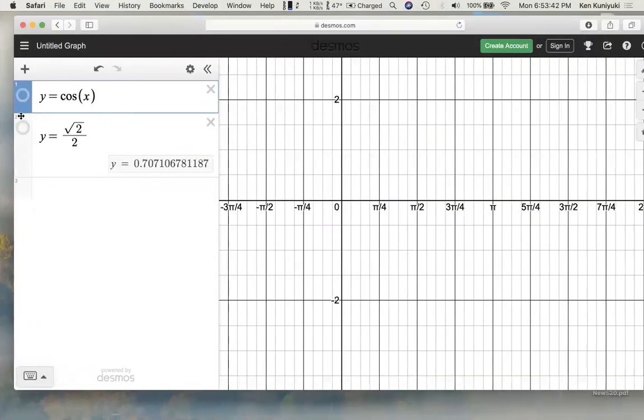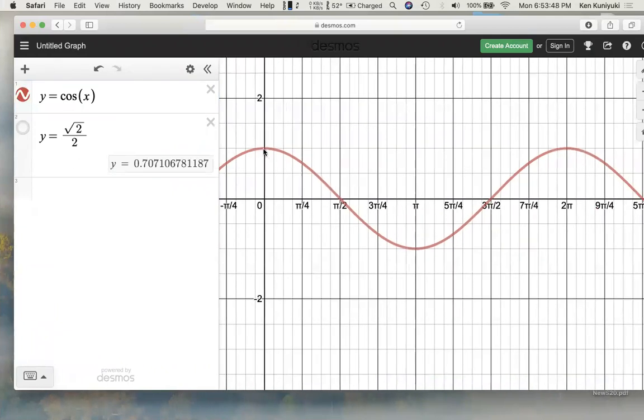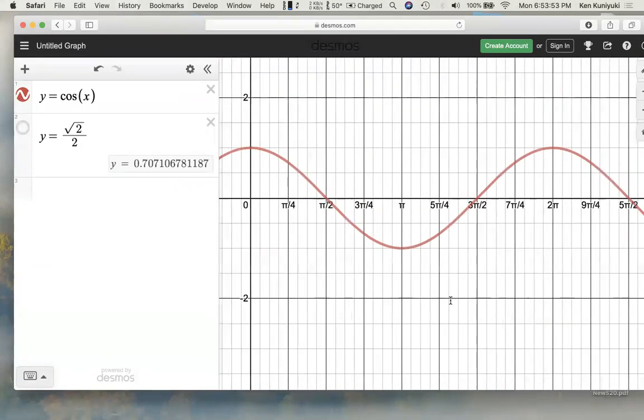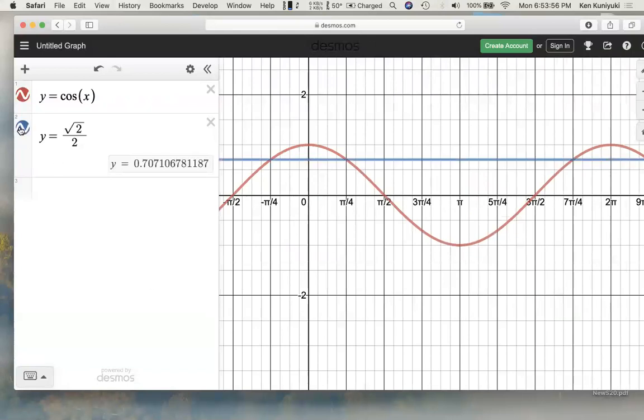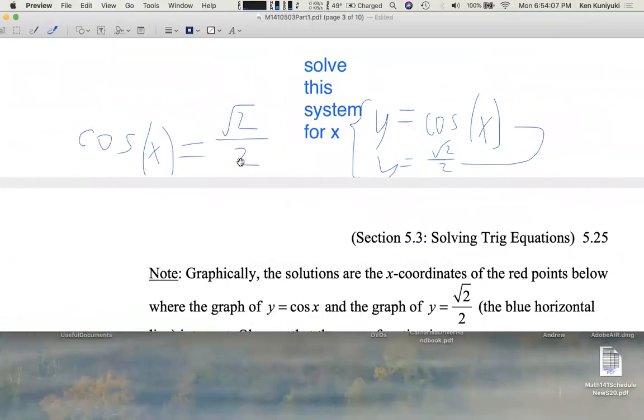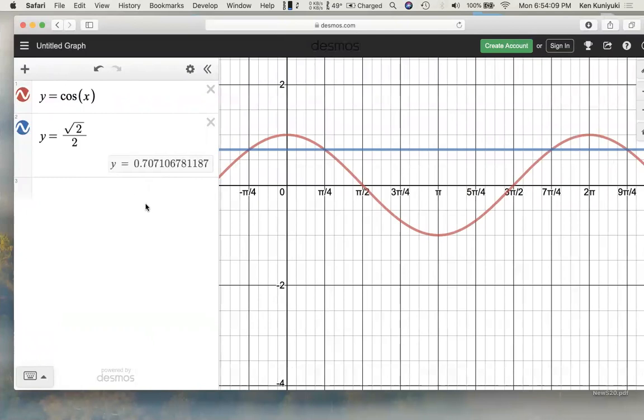Well, how do we graph y equals cosine of x? It's this cosine wave. Remember, it starts at a max point at x equals 0. It's also an even function, symmetric about the y-axis. If we graph y equals root 2 over 2, we get this horizontal line representing a constant function. And again, all the solutions for that equation, cosine of x equals root 2 over 2, will correspond to intersection points between these two graphs. All the points where both the red and the blue graph have y-coordinate root 2 over 2, which is about 0.7. Let's point at this point over here.